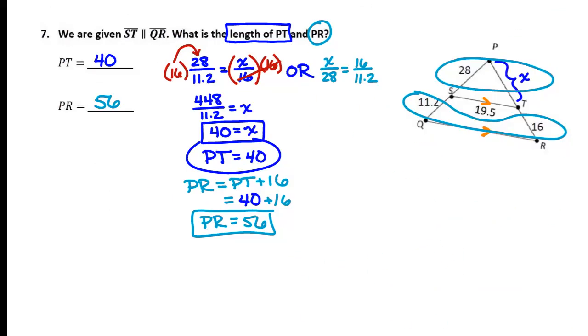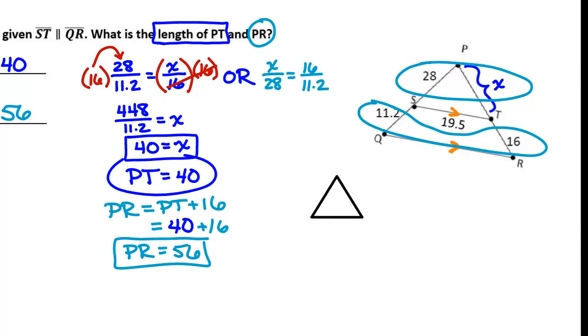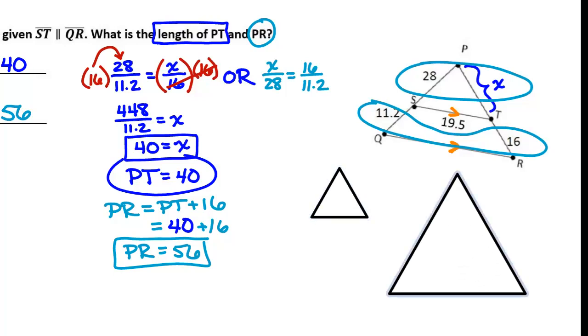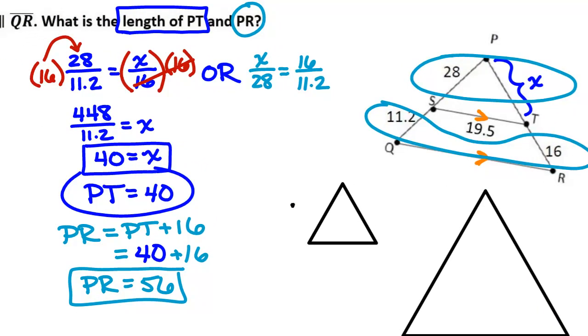All right, so I showed 2 possible ways to set up those proportions. There is a third way that you could use. The third way is by drawing those 2 similar triangles, the smaller one and the larger one. The smaller triangle has one side that is 28 and an unknown side.